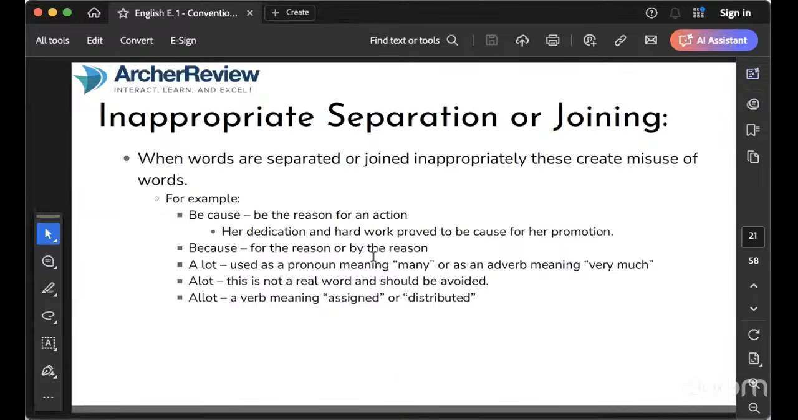Now with words like "a lot," this is used as a pronoun to mean many. I have a lot of dogs. I have many dogs. The word "alot" altogether, that actually is not a real word. Did you know that?